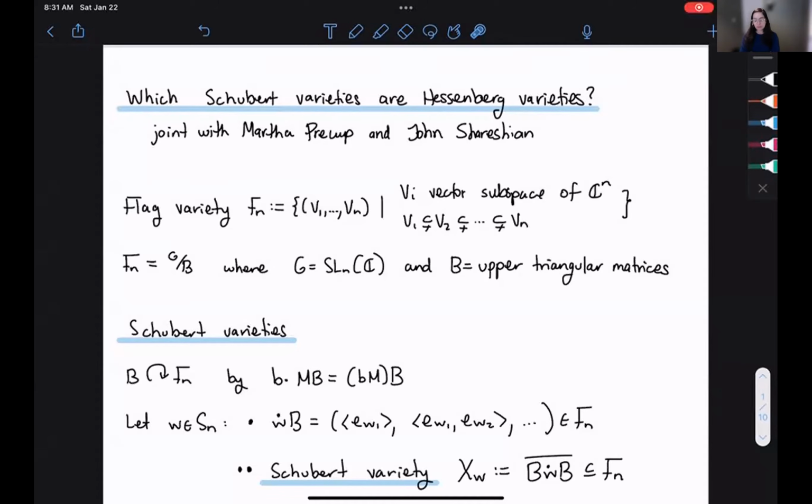So I will tell you about which Schubert varieties are Hessenberg varieties, and this is joint work with my colleagues here at WashU, Martha Precup and John Shareshian.